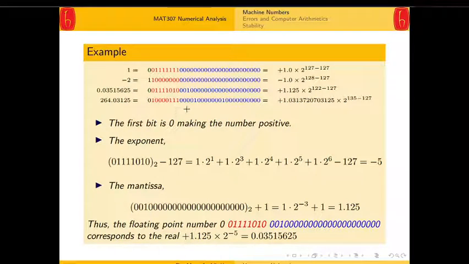Let's see some examples. First, the number 1 can be represented on a machine like that in single precision.